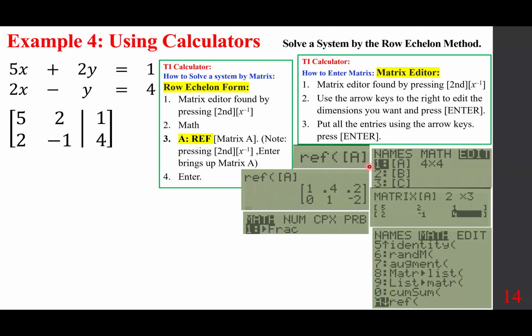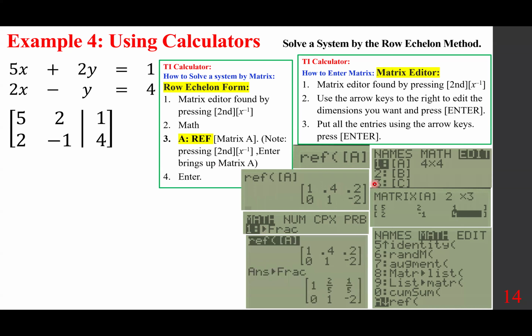However, you can go to math, arrow to fraction, and it changes every decimal to a fraction. So it changes to the format that we had in the previous case. I hope you remember 1, 2/5, 1/5, 0, 1, -2. That was the first row. This was the second row. Okay. And you do back substitution and you solve it.